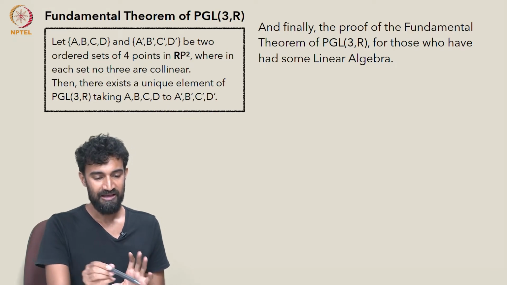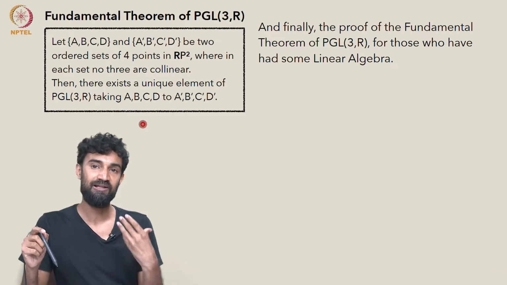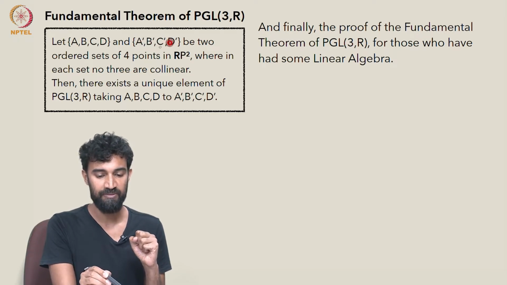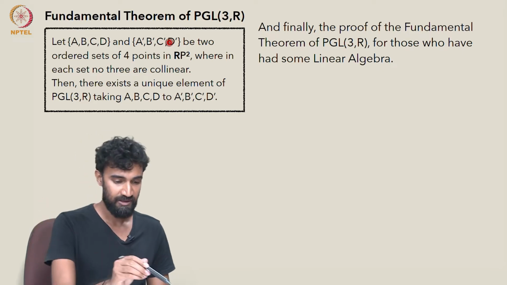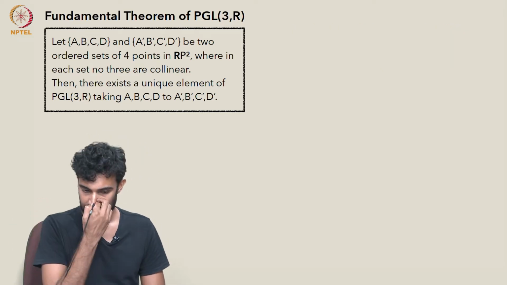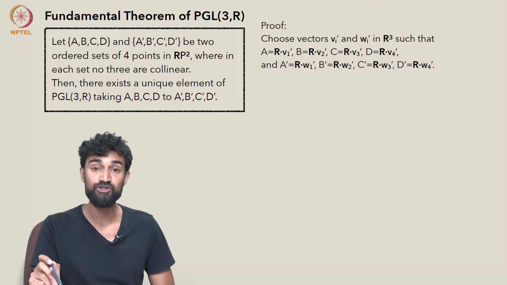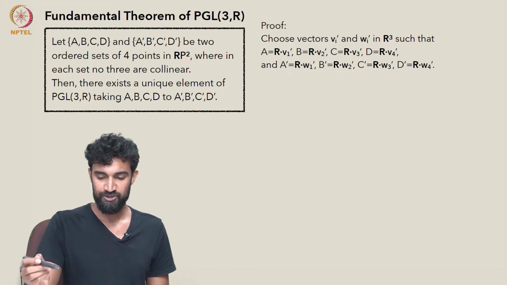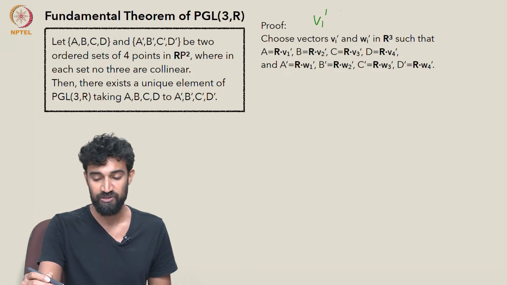So remember, A, B, C, and D are points in RP2, meaning they're actually lines through the origin in R3. Similarly, A prime, B prime, C prime, and D prime are each a line through the origin in R3. So that's what we're really dealing with. For our proof, the first thing that will be useful to do is take some vector representations of these 8 different lines through the origin. In particular, let v1 prime be a vector that lies on the line A.